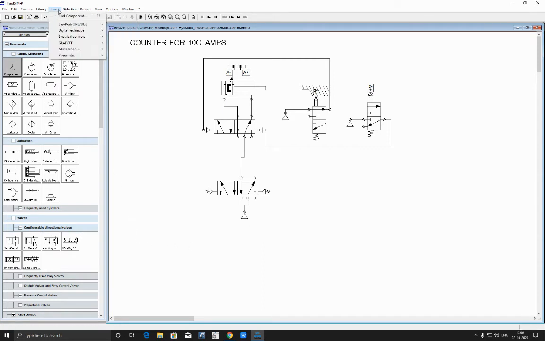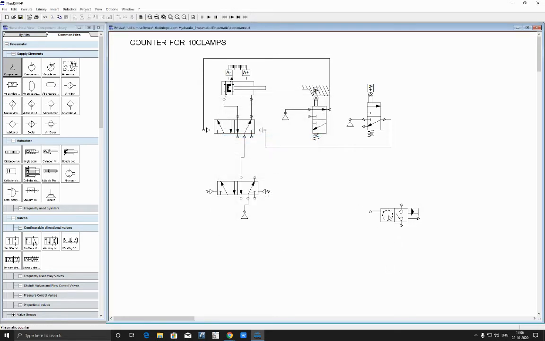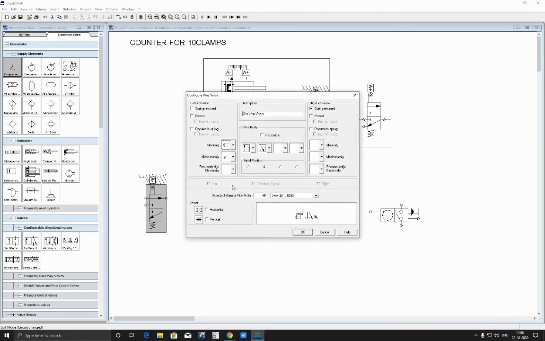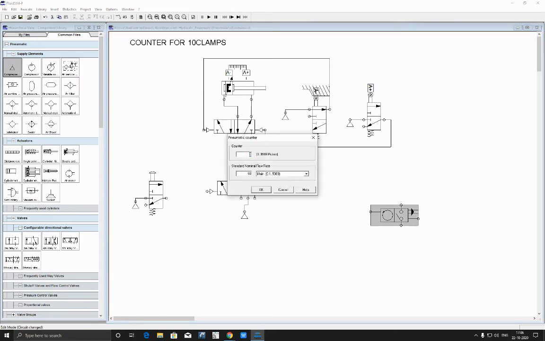Okay, and for this we need a counter, so let us take a pneumatic counter. I have taken a counter. And we need a push button to start, so I am taking the same roller limit valve and modifying it into a push button, just removing the roller, placing a push button and giving air supply. Okay, and I am increasing the count to 10.